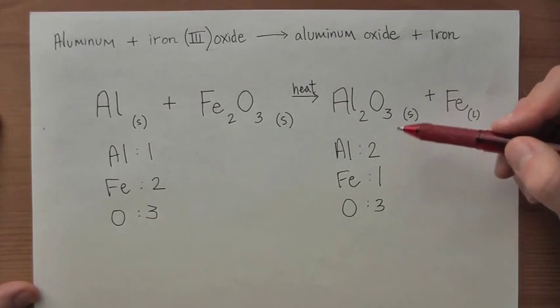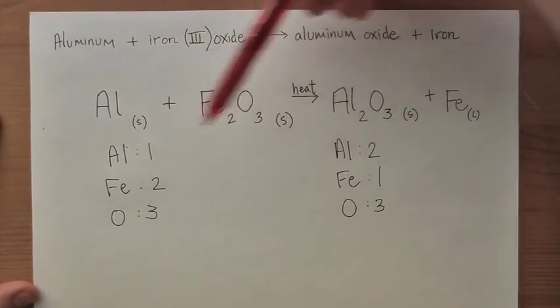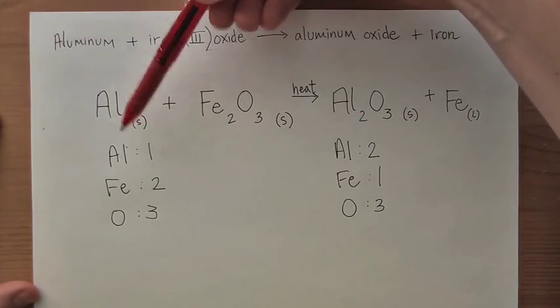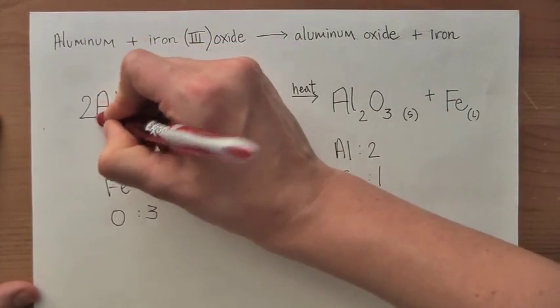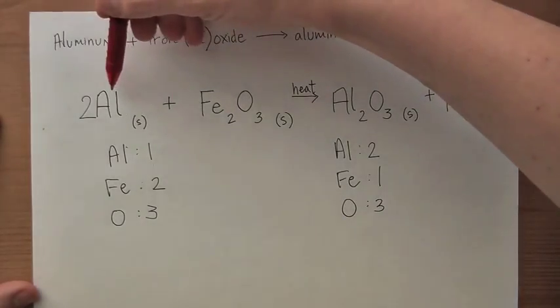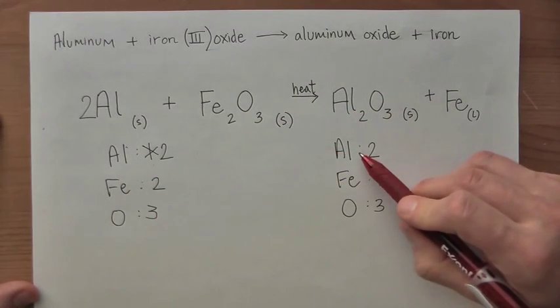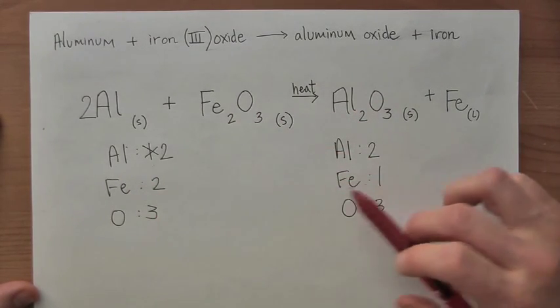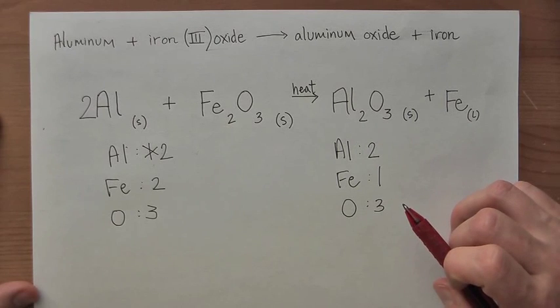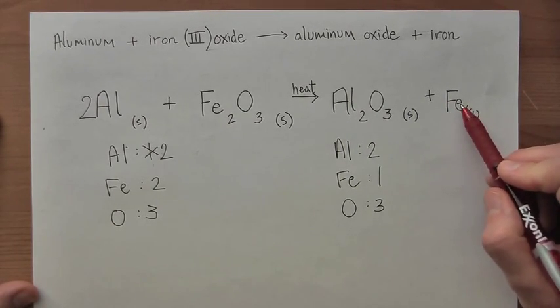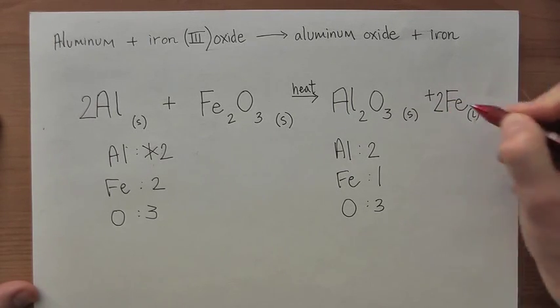Now let's compare these. If I have 1 aluminum over here and 2 over here, I know I have to have 2 aluminum over here. So let me put a 2 out front. So that changes the amount of aluminum. Now my aluminum balance. What about my irons? My irons do not balance. So let's take a look at my iron. Oh look, I've got iron right here. Let's put a 2 there.